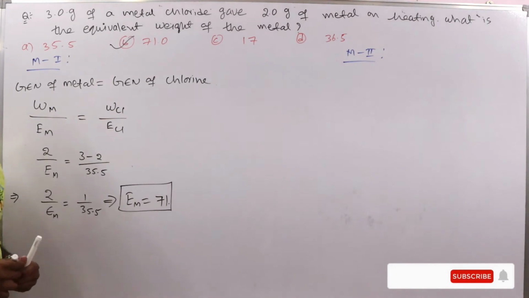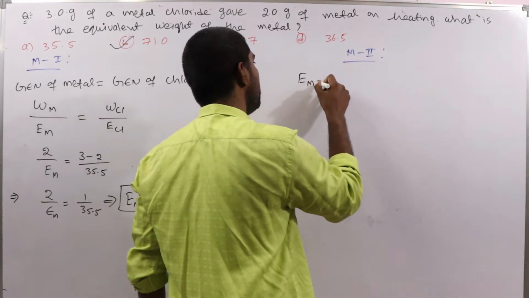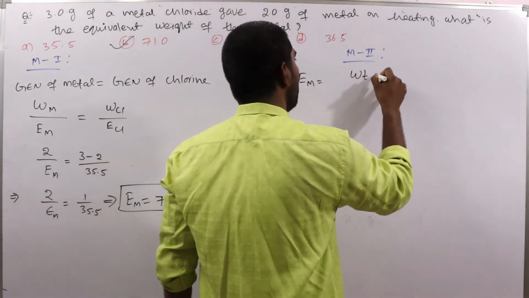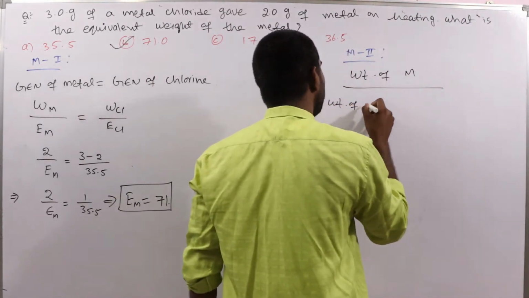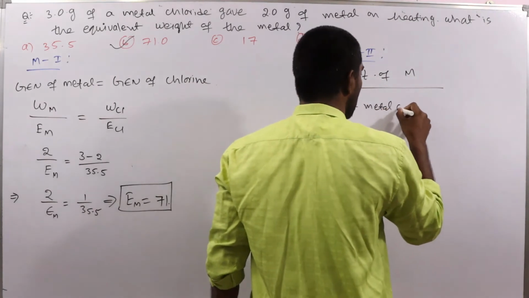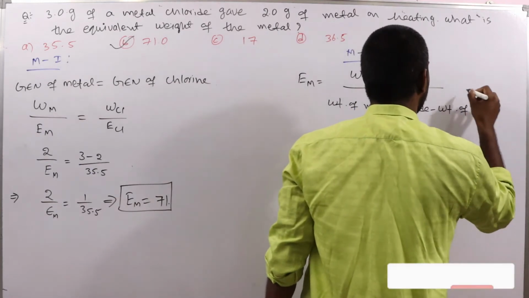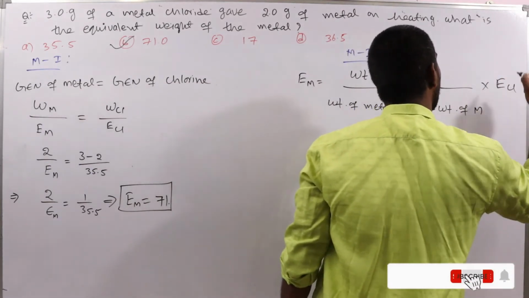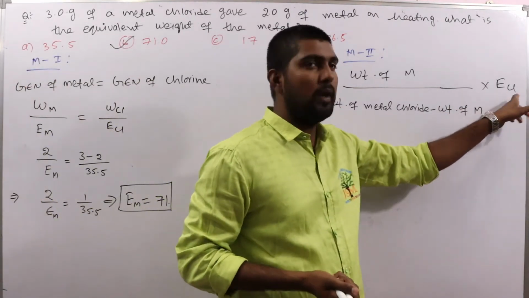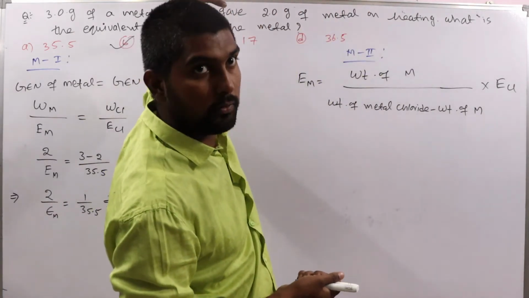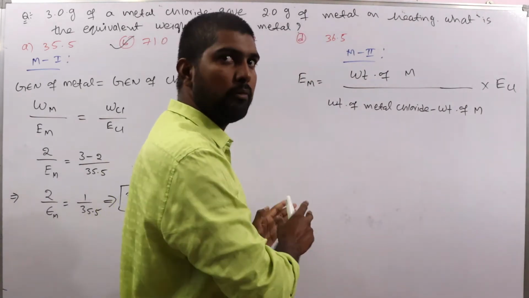This is the first method. Similar to the previous problem, equivalent weight of metal equals weight of metal by weight of metal chloride minus weight of metal, into equivalent weight of chlorine. Metal oxide was given earlier, so we had the equivalent weight of oxygen; here it is metal chloride, so that's why it is equivalent weight of chlorine. Understood? Very simple, both are very similar.